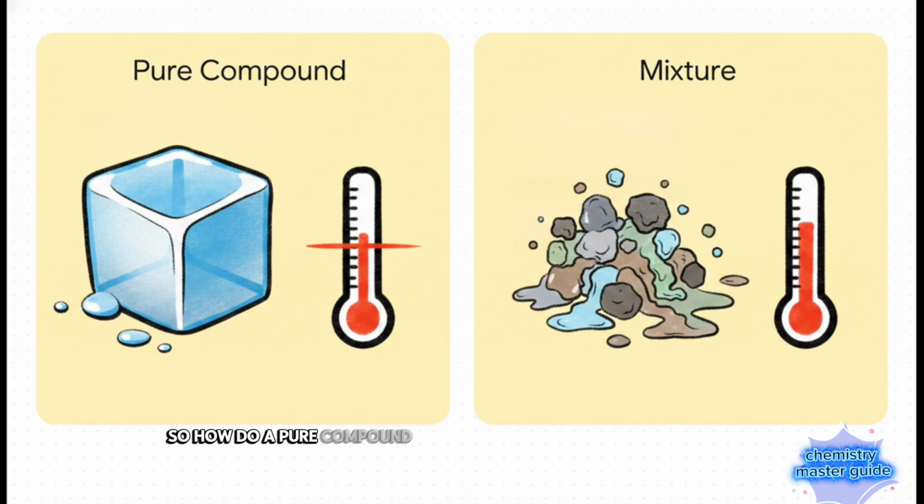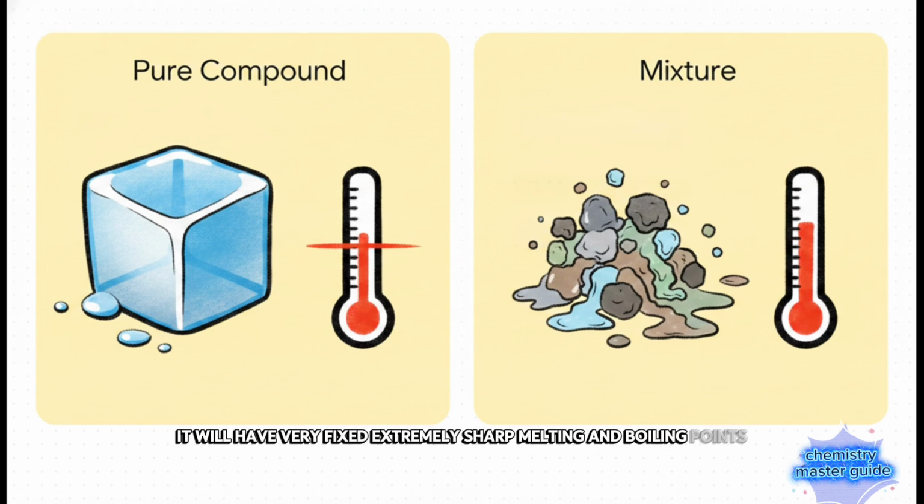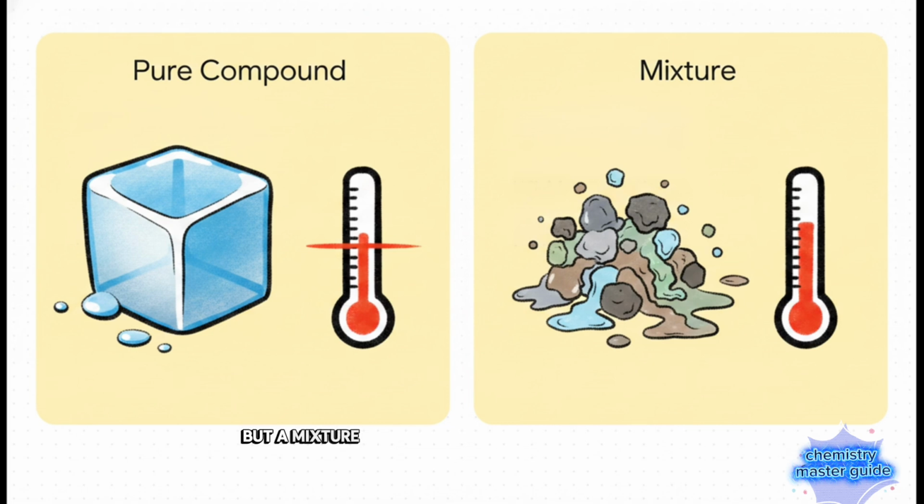So, how do a pure compound and a messy mixture behave differently when we test them? Well, by definition, a pure compound has a fixed, exact chemical composition. And because its structure is fixed, it will have very fixed, extremely sharp melting and boiling points. Pure water will boil at exactly 100 degrees Celsius at standard pressure. Period. But a mixture? Because a mixture is made of varying, random components mixed in any sort of ratio, it doesn't have a single specific identity.